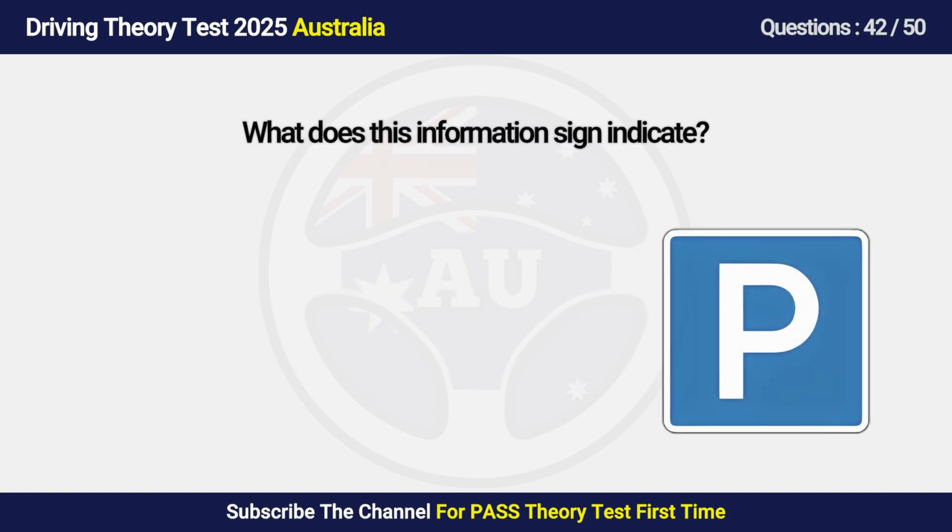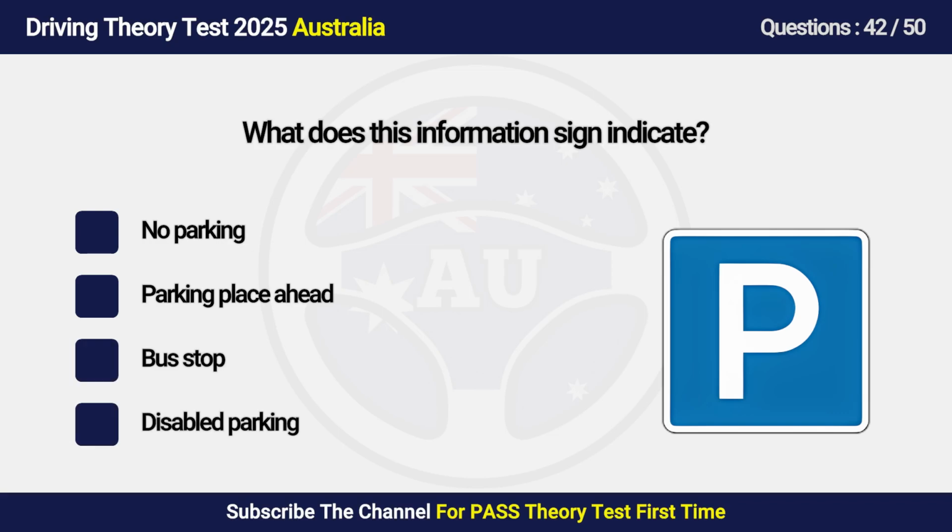Question 42. What does this information sign indicate? A. No parking. B. Parking place ahead. C. Bus stop. D. Disabled parking.